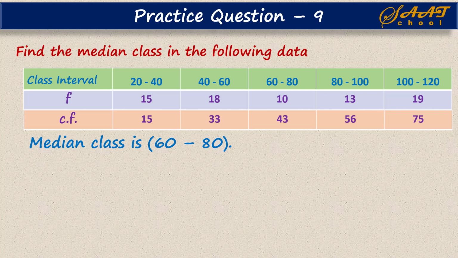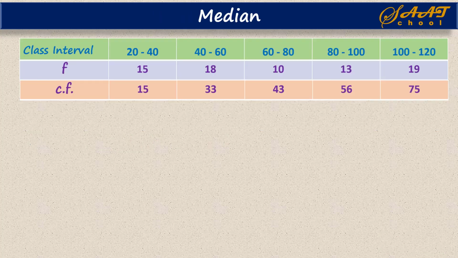Now let's try to find our median. How to find the exact median? We have the same information: class interval, f, and cumulative frequency. As we know from before, the median class here is 60 to 80. To find the median of a continuous series, we use this relation: Median equals L plus n by 2 minus Cf, whole divided by f, multiplied by h.